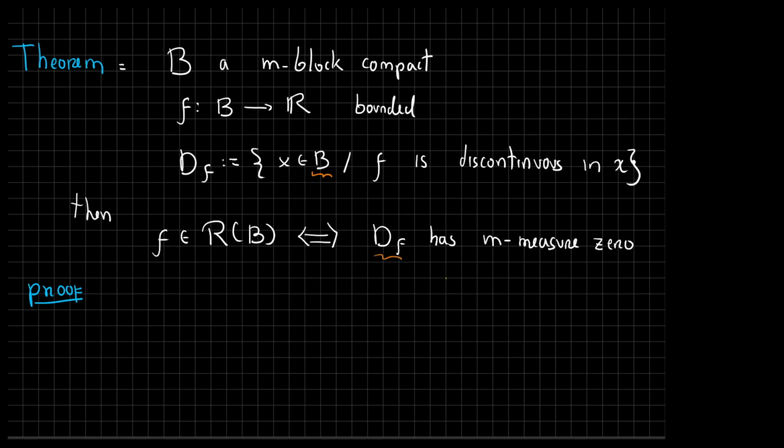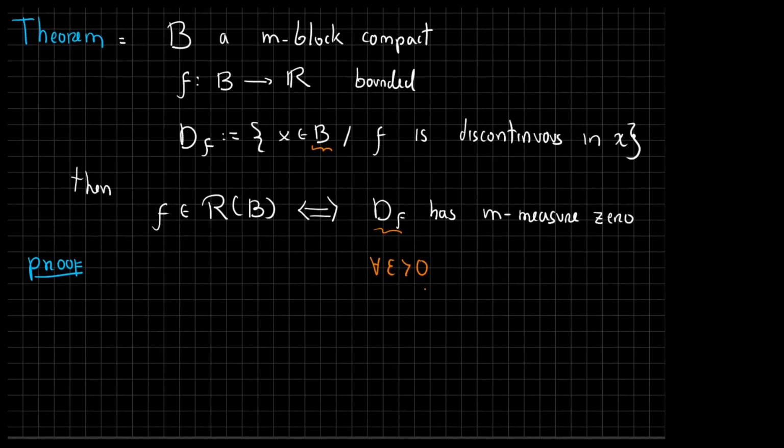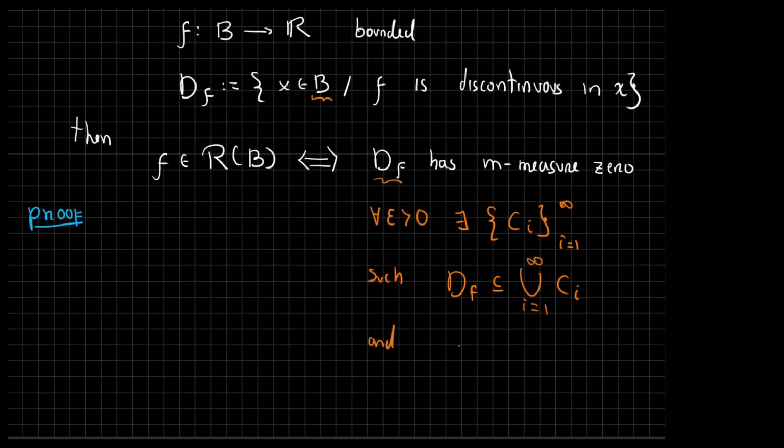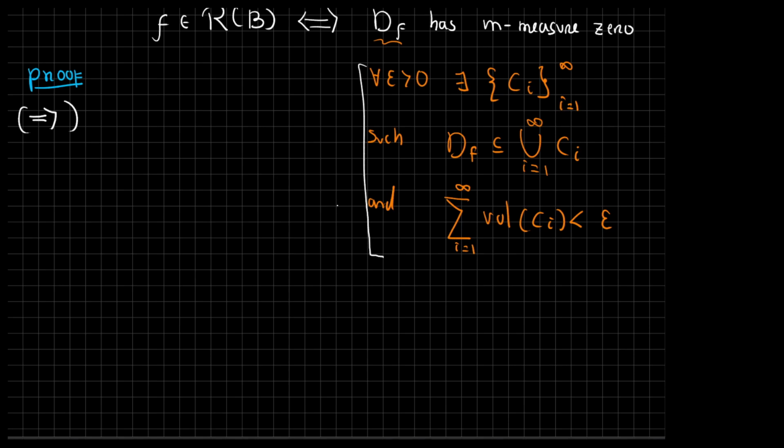Remember that measure 0 is defined as follows: for every positive epsilon, there exists a countable family of cubes or blocks, from 1 to infinity, such that it is a cover of D f, meaning that D f is contained in the union of all of these cubes, and this series of volumes of the cubes is less than epsilon. So let's define a set.